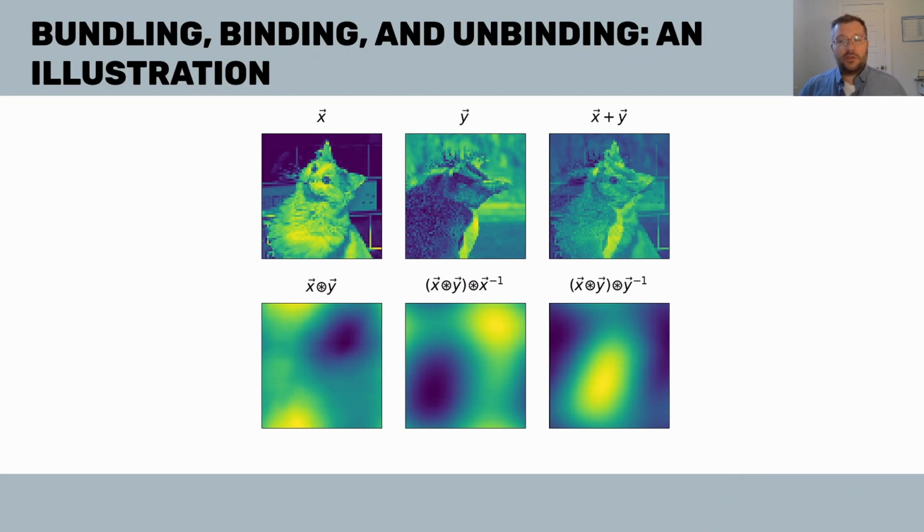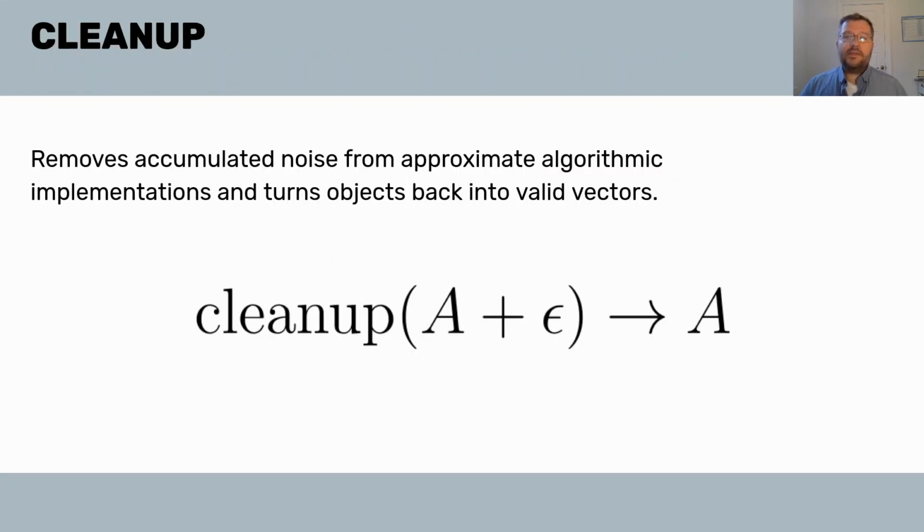and one of the ways that we deal with this is by using a cleanup operation. A cleanup operator removes noise that's accumulated in a vector that arises from approximate implementations. The implementation is approximate because we implement things using spiking neurons, or because we have created noise by applying multiple approximate operations like the pseudo-inverse.